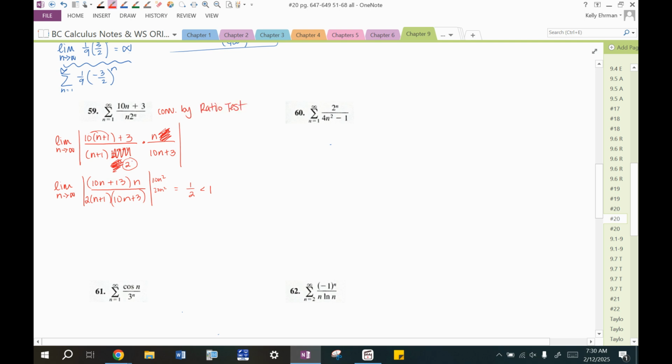It's easy to lose track. I almost lost track of my 2 down there, which would have changed my answer. I would have gotten 1, and that's inconclusive. So just take the time to make sure you can read your writing and be careful about that.